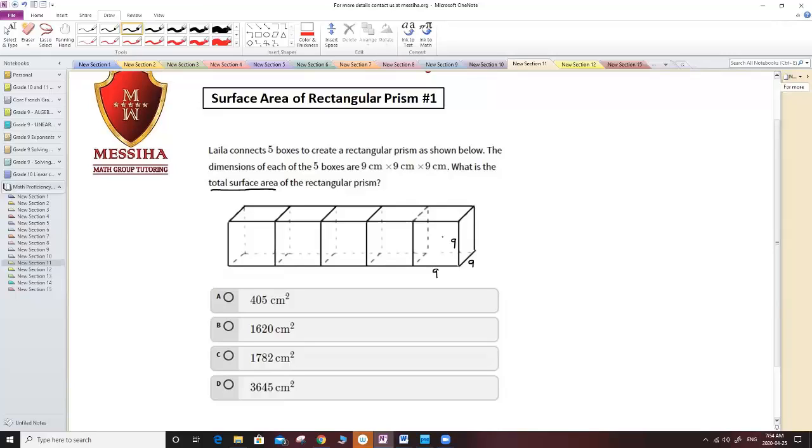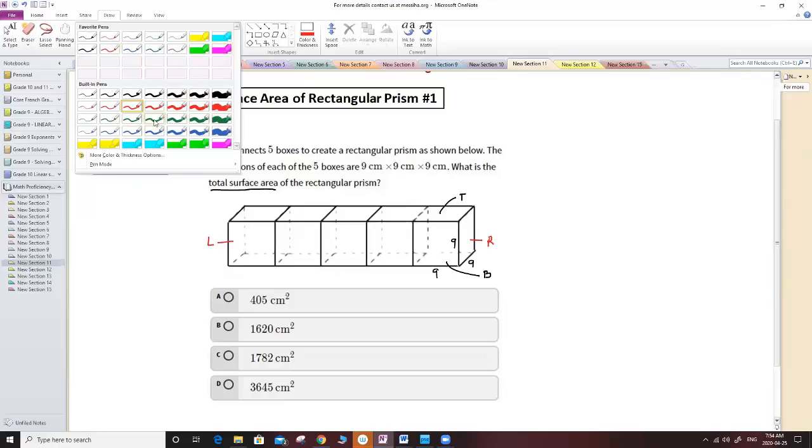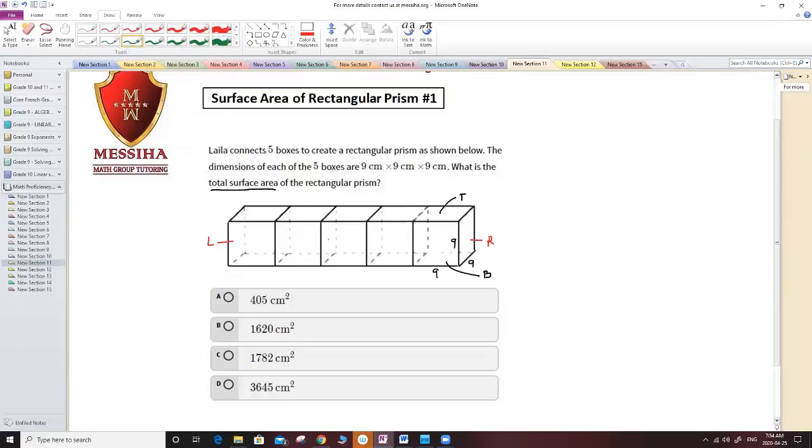So how many faces do I have? I have the top, I have the bottom. I'm going to change the color for the right face. I have the left face. And after that, the last 2 faces, the front one in front of us and the one in the back. So that means I have 6 different faces.